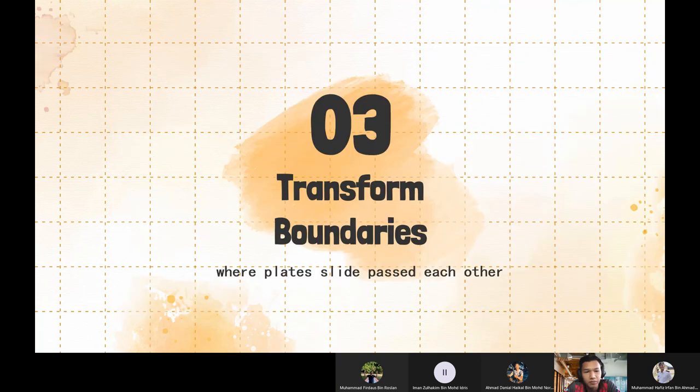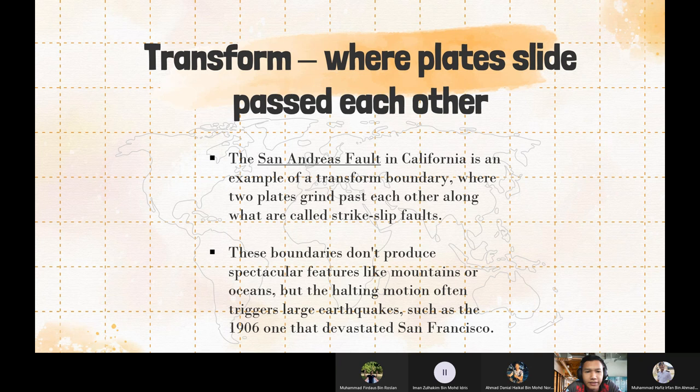And for the last plate movement, it is transform boundaries, where two plates slide past each other. Okay. The San Andreas Fault in California is an example of a transform boundary where two plates grind past each other along what are called strike-slip faults. These boundaries don't produce spectacular features like mountains or ocean, but the halting motion often triggers large earthquakes, such as in 1906, one that devastated San Francisco.